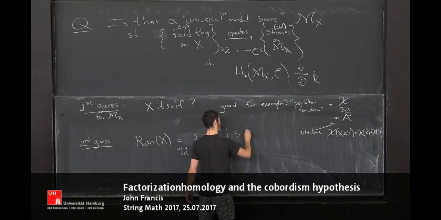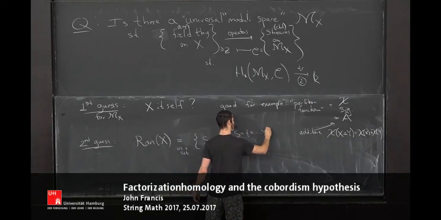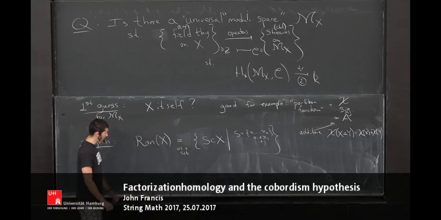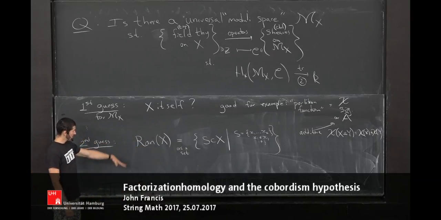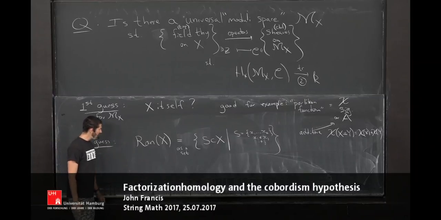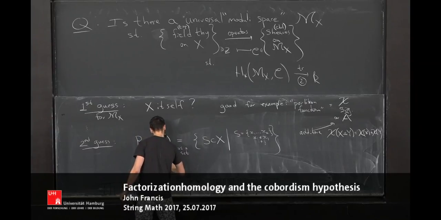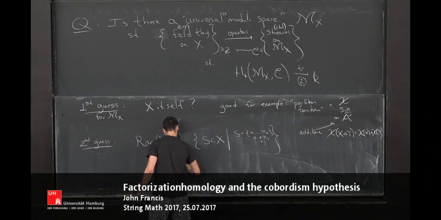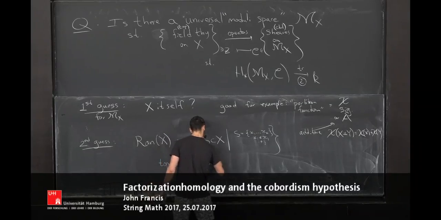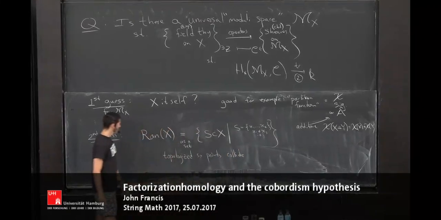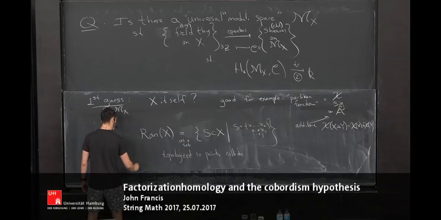So S equal to {x1, ..., xk}, where xi is not equal to xj for i not equal to j. So it's the collection of all finite subsets, just as a set. But then we're going to topologize it so that points can collide. So in other words, I want the following map to be continuous.